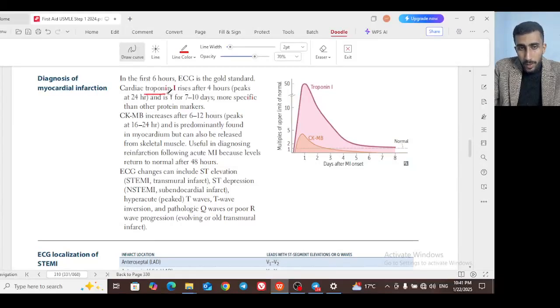So for the diagnosis of myocardial infarction, we have said that cardiac troponin I is the most specific. Very high yield. The troponin I is the most specific for the heart and rises after 4 hours. It begins rising after 4 hours, and it reaches its peak at about 24 hours, or 1 day. This is the peak of the troponin, and this is very good for the troponin. This is the most specific.